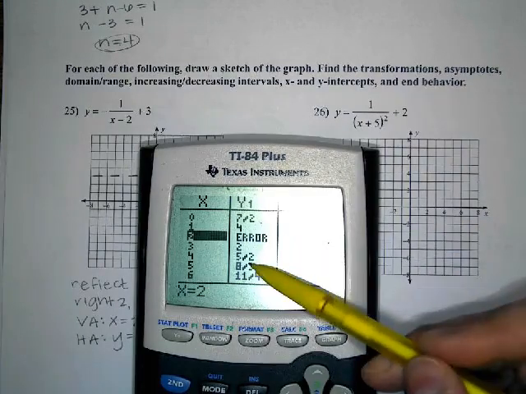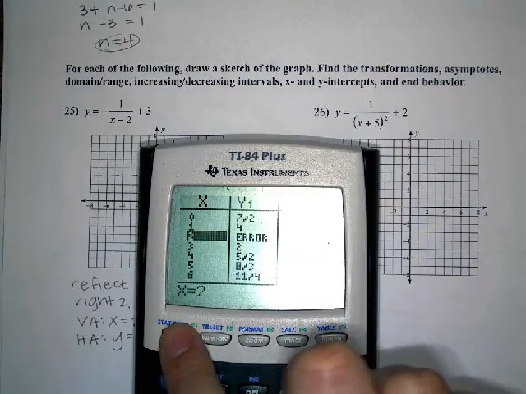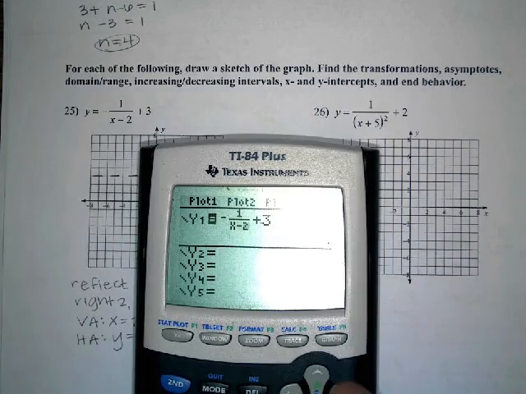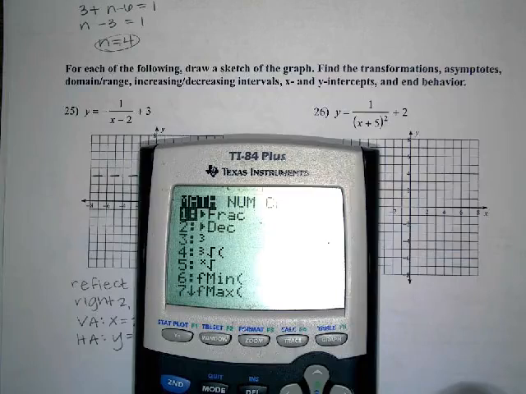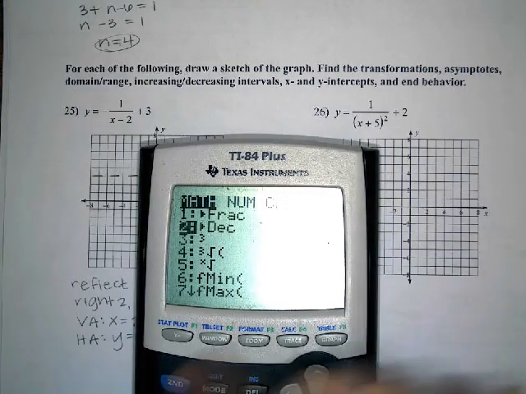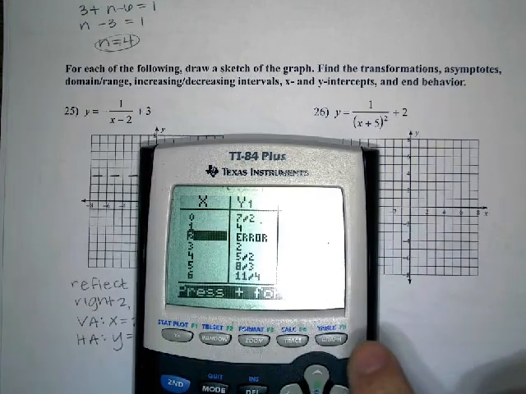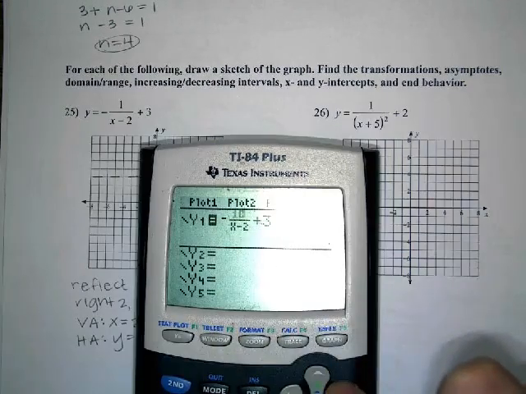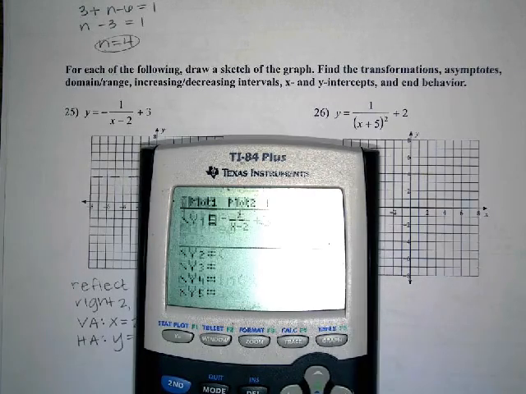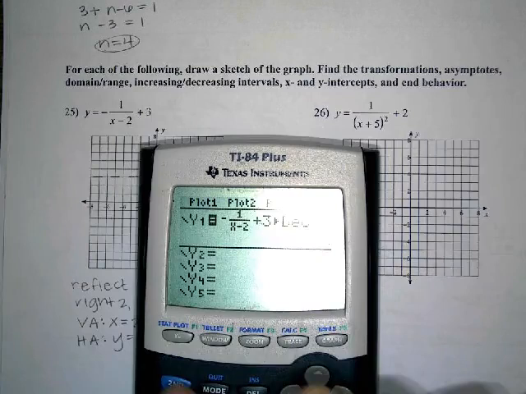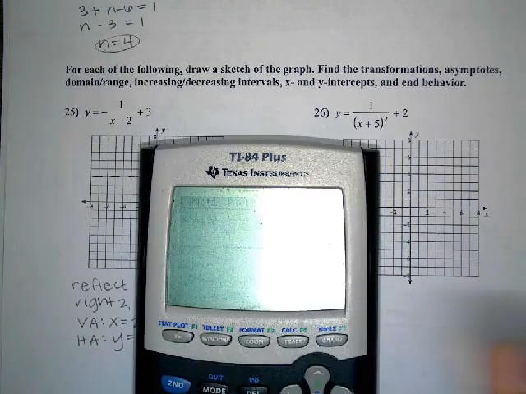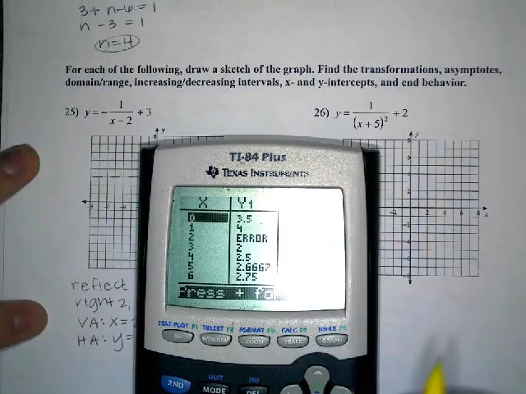If I don't want to graph fractions, I can hit the y equals button, go to the end of my equation, hit the math button, and go to decimal, and then hit second graph again. Oops, just kidding. I needed to go to decimal and actually press enter. Okay, math, go to decimal, press enter. There we go. Now it will turn all my outputs into decimals.